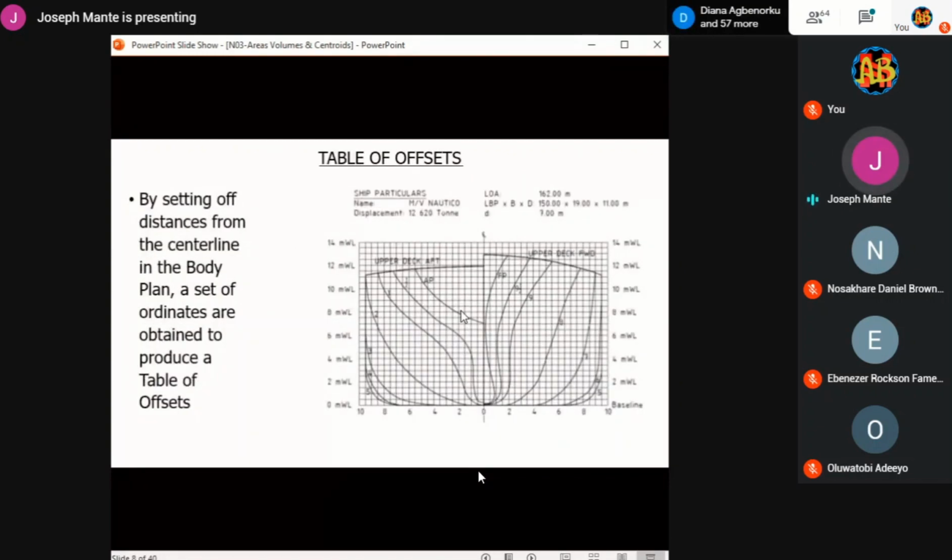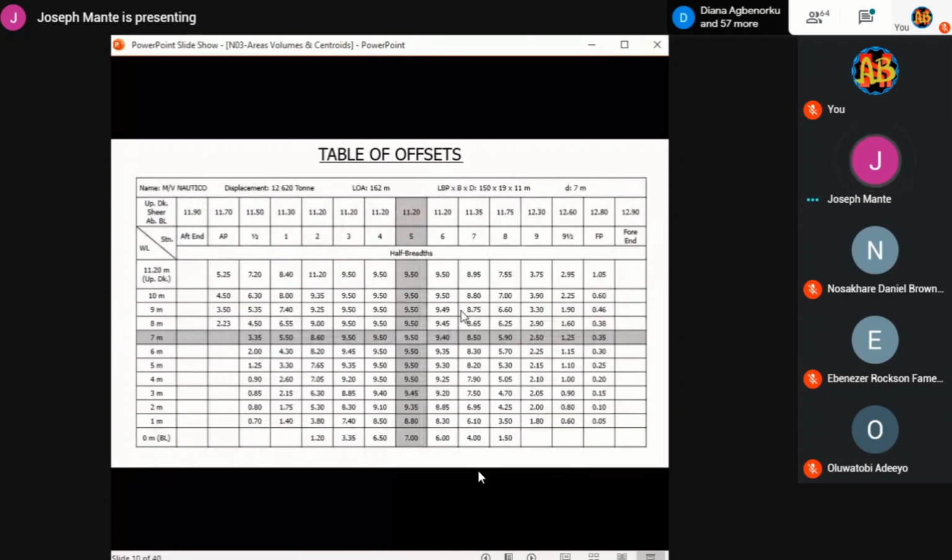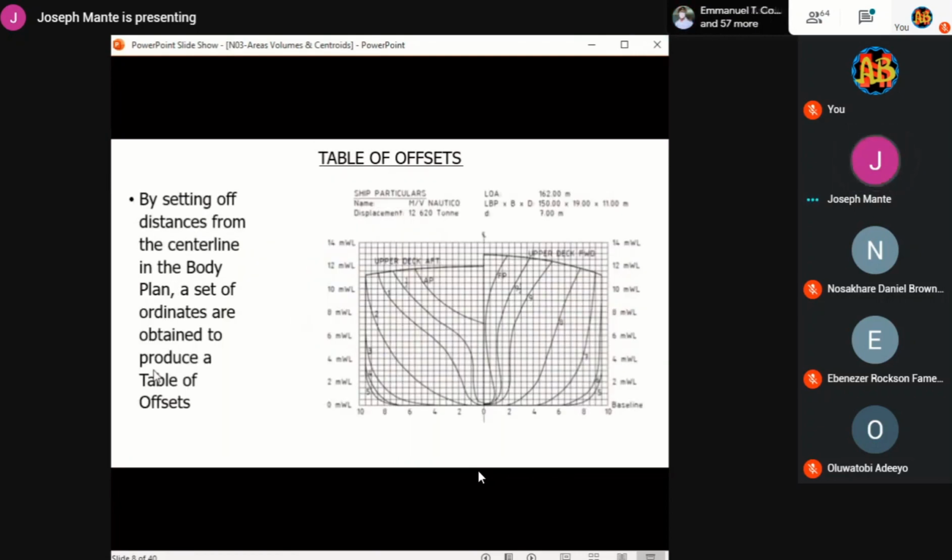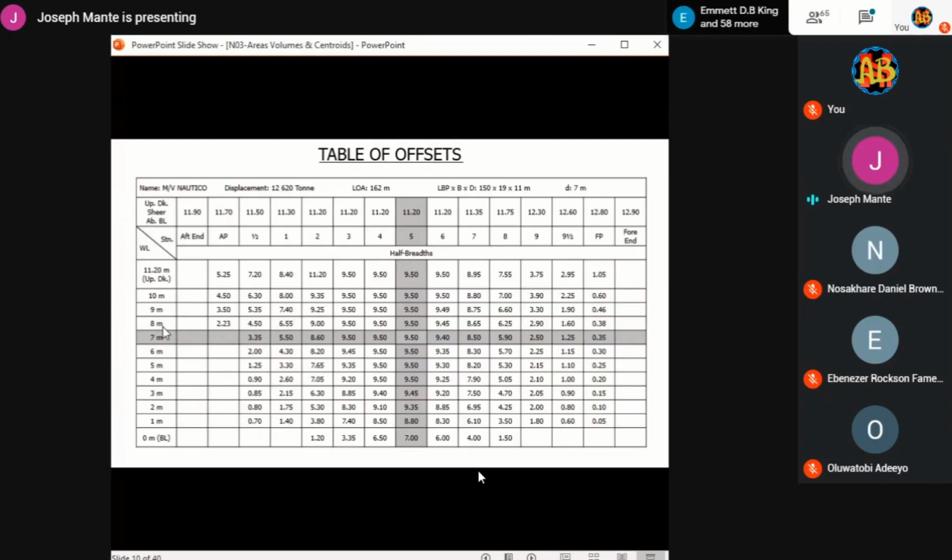So you read this, then you use it to fill here. So you have the water line. When you check from the table, you see that we have water lines here. The water lines are 12.20, 10 meters, 9 meters, 8 meters, 7 meters, 6 meters, and so on. So these are the water lines. The 0, 2, 4, up to 14, those are the water lines.